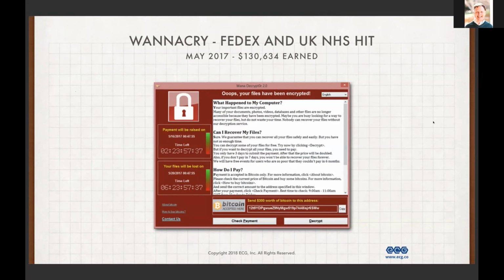WannaCry was one of them. It hit a couple of organizations. FedEx, the package delivery service, was affected pretty badly, and then the UK's National Health Service was hit. This was a ransomware attack where once your PC got infected, you would send in money, and that's how you would pay. Because the general ledger for Bitcoin is public, we can tell how much money was actually sent in, and people sent in $160,000. So $160,000 was directly paid for decryption keys.